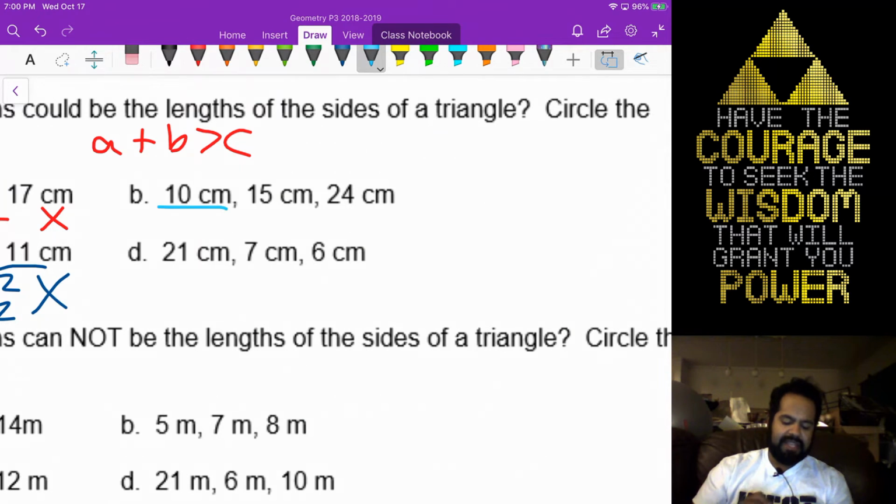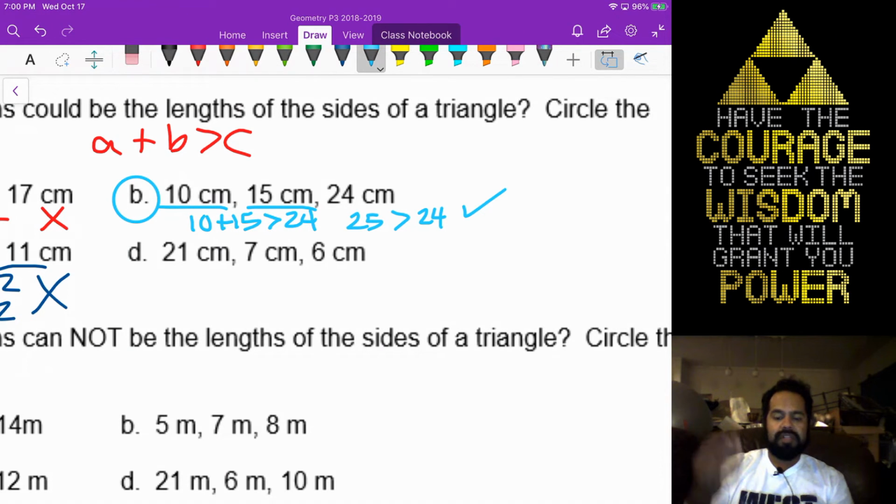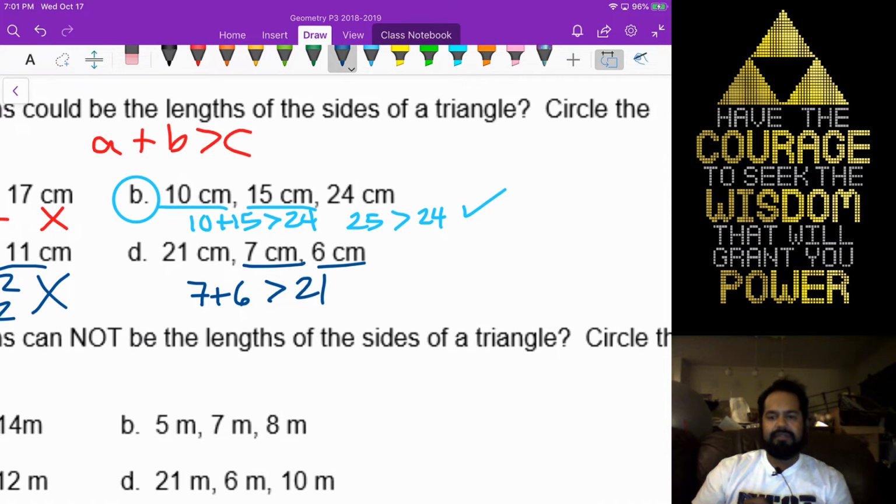Right over here we have 10 and 15 being my shortest sides. So is 10 plus 15 greater than 24? Heck yeah, it is, because we've got 25 greater than 24. Boom. Now, just for clarification, if we look at the next one, 7 and 6, I don't think 7 plus 6 is greater than 21. So therefore, that one's a no-go. Further evidence.